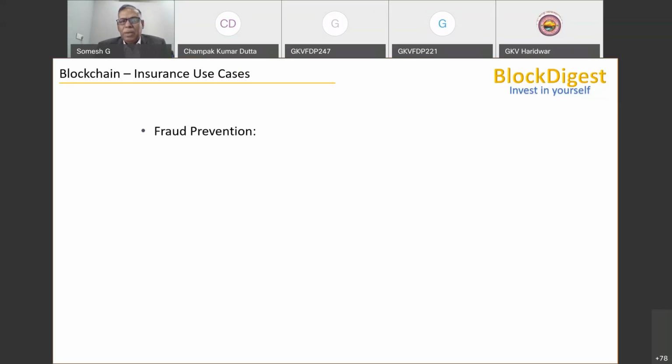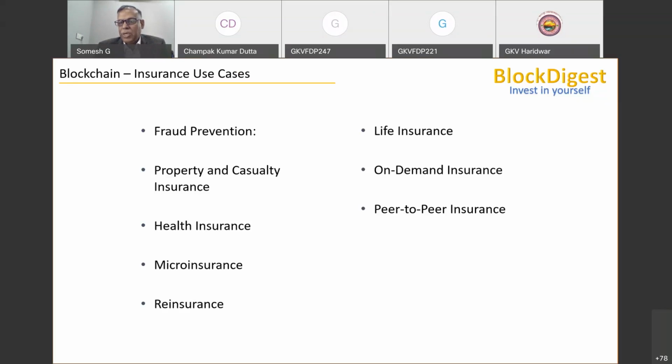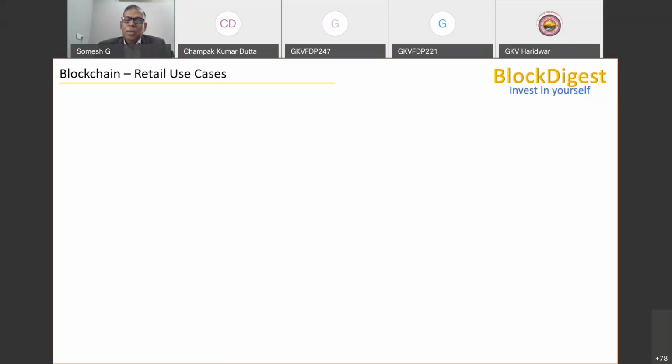There can be multiple blockchain use cases: fraud prevention, P&C insurance, health insurance, micro insurance, reinsurance, life insurance, on-demand insurance, peer-to-peer. KYC again can be done here. Underwriting automatically can be done in insurance.